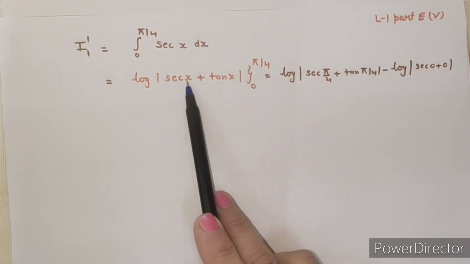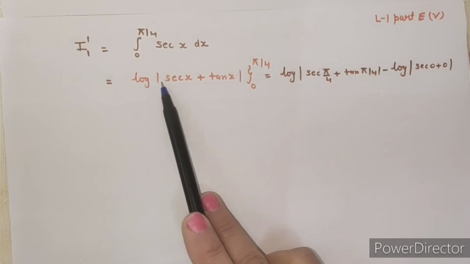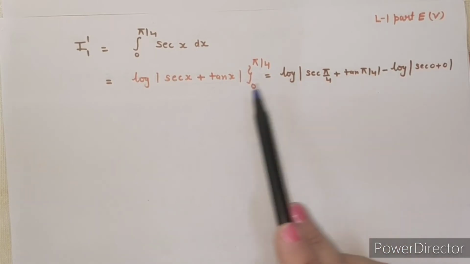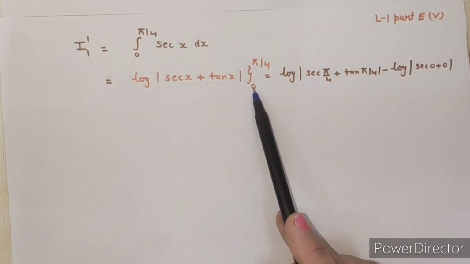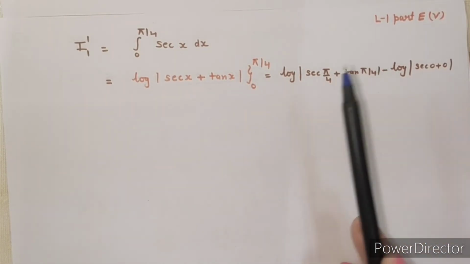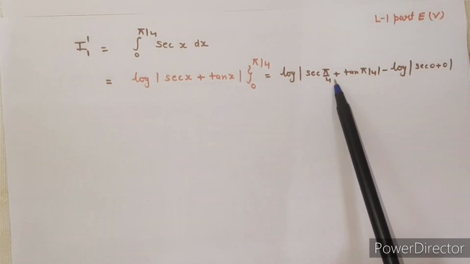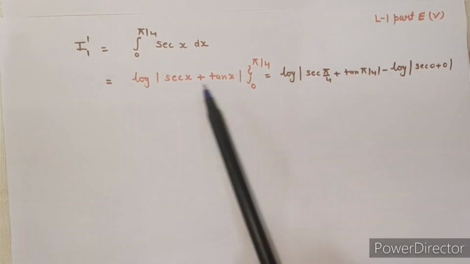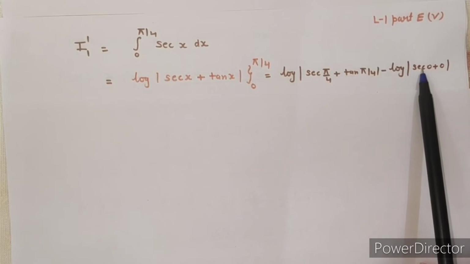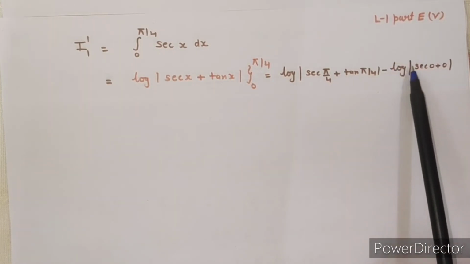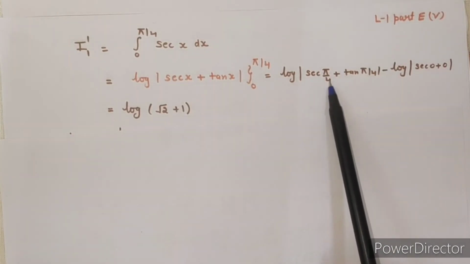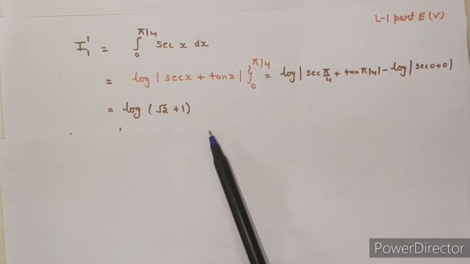First I will put the upper limit, which gives you log of mod secant pi by 4 plus tangent pi by 4. You need not put the mod, the reason being that in the first quadrant all the trigonometric functions are positive, so you can eliminate the mod function here. So log of secant pi by 4 plus tangent pi by 4, minus secant 0, which is 1, plus tangent 0, which is 0. Secant 0 is 1, but log 1 is 0. So the contribution of the lower limit is also 0. Secant pi by 4 is under root 2, so it gives log of under root 2 plus 1.